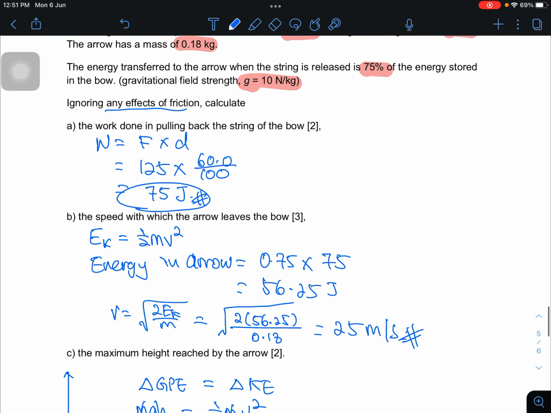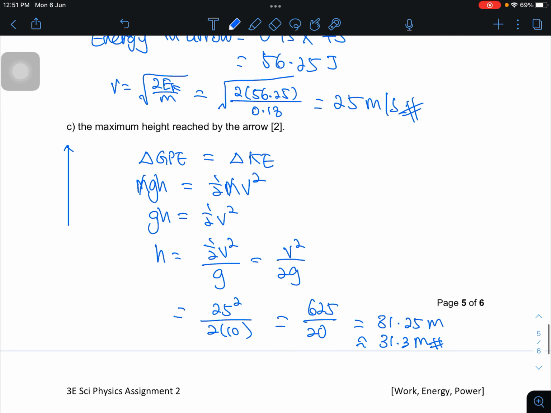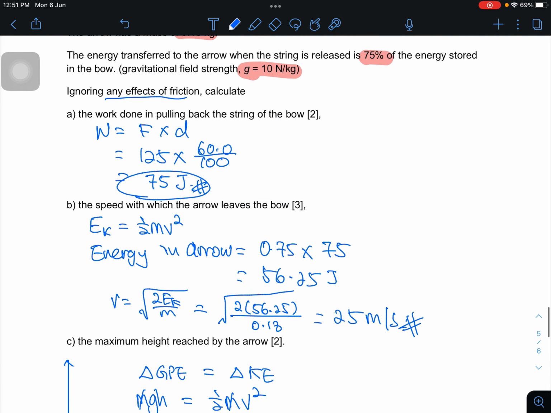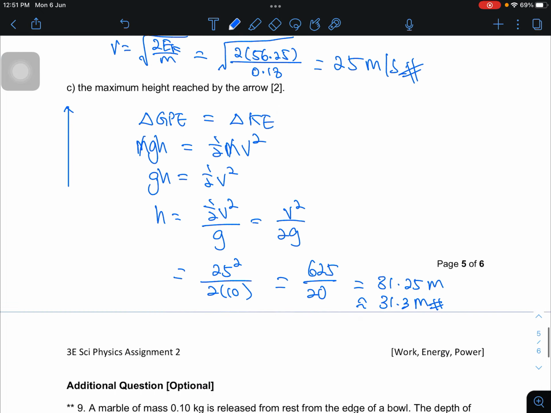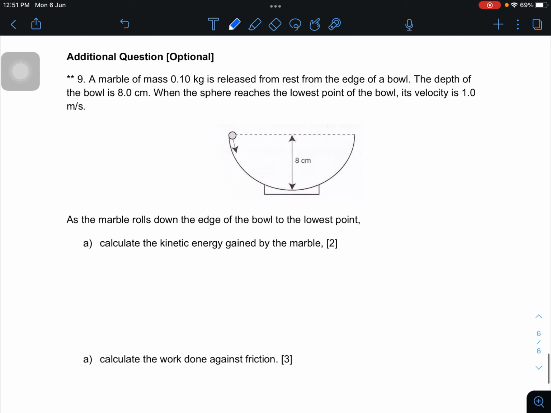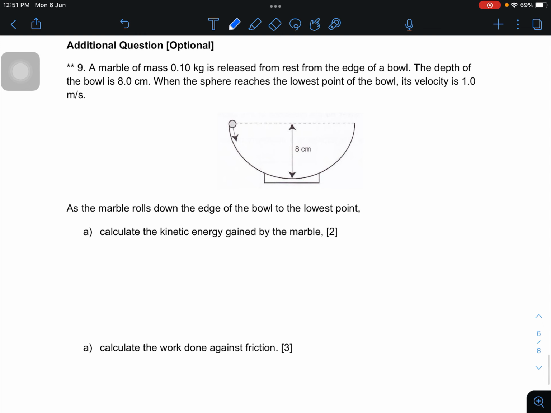Hopefully, this is a very good question. I would definitely say that this is a good practice question for you to understand the topic. I guess this is the last question. This is an additional question, optional, but of course I will still encourage all of you to try.